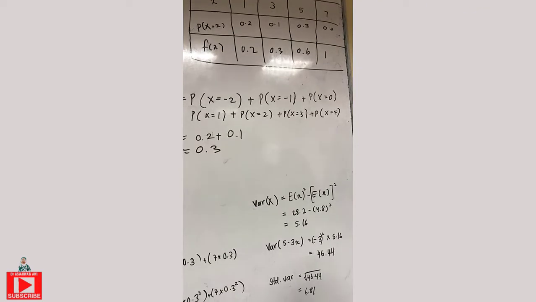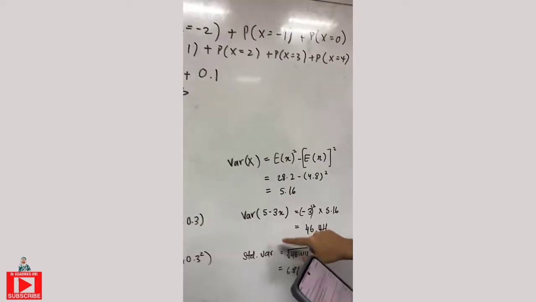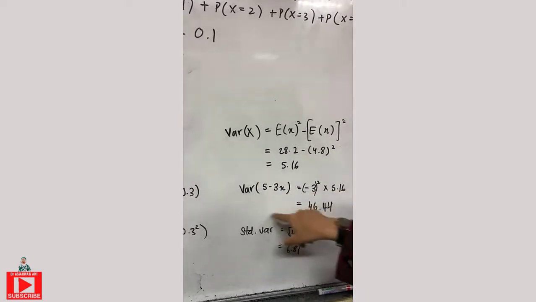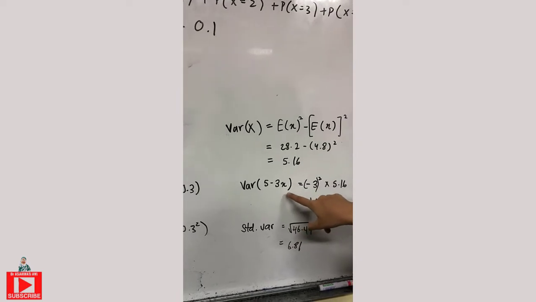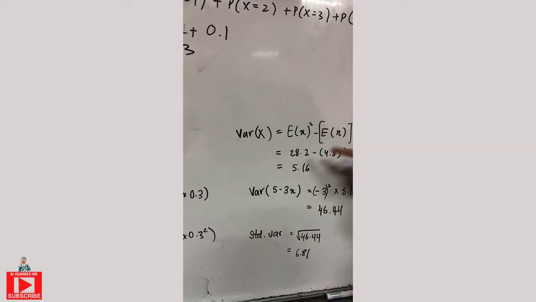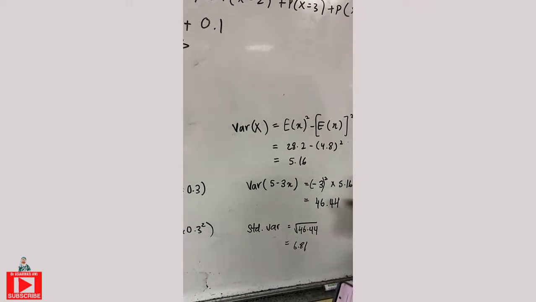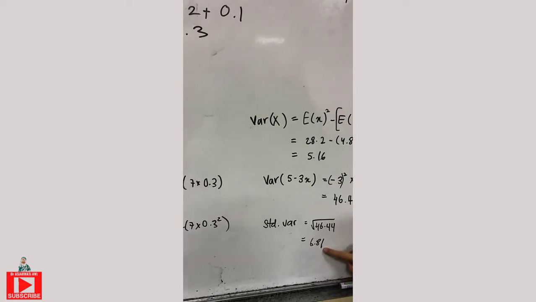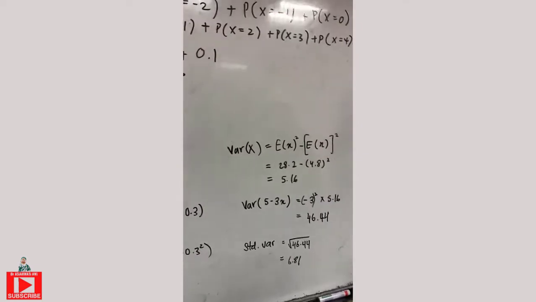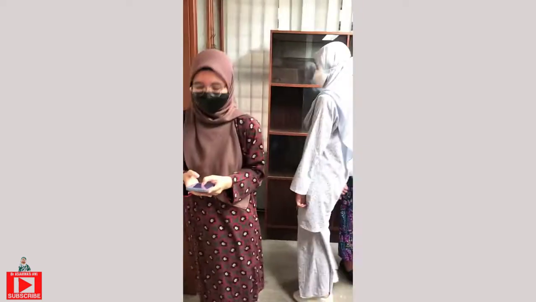Then it asks to find the variance of y, where y is equal to 5 minus 3x. From here, we just take the 3, square it, and multiply by 5.16, and we get this. To find the standard deviation, you need to square root the variance. So we get 6.81. Standard deviation, not variation. Okay, done.